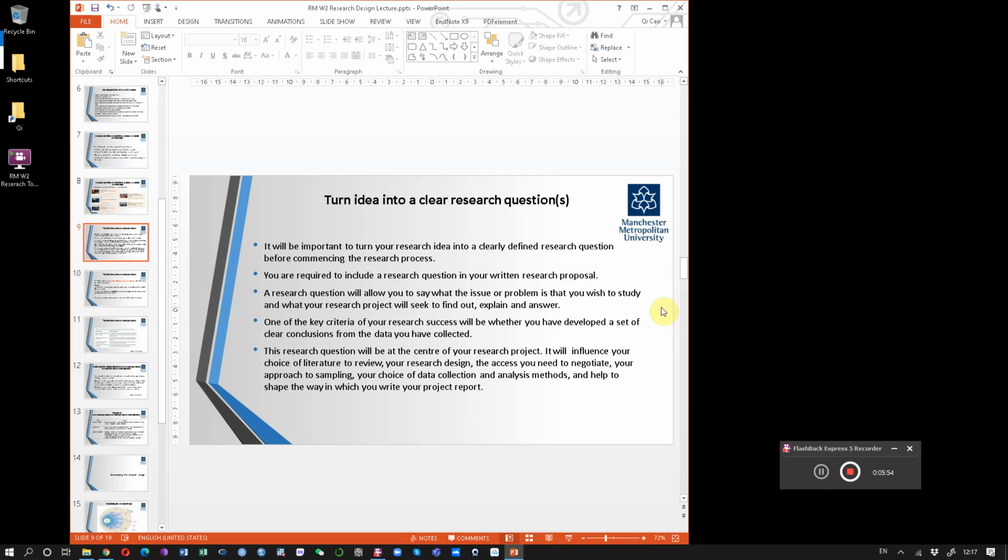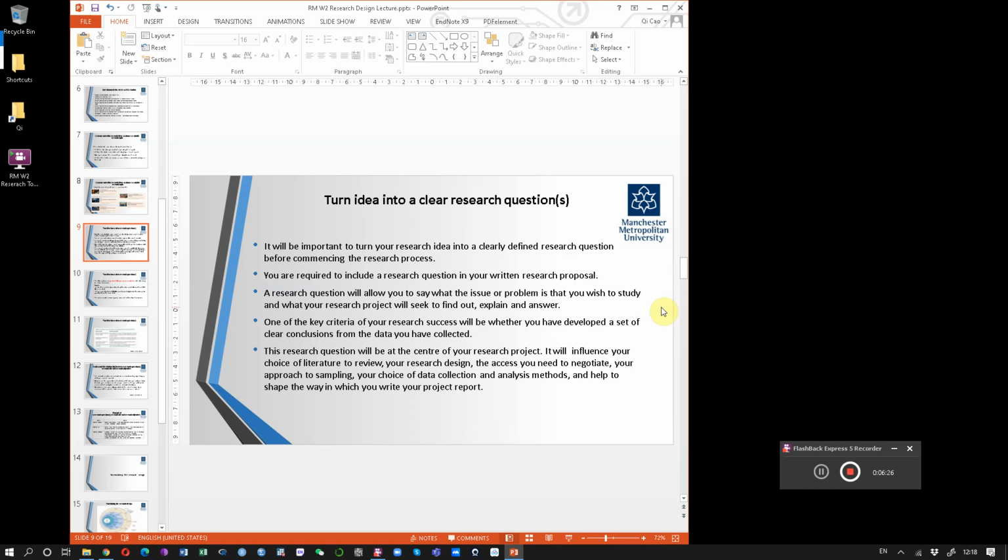One of the key criteria for your research success will be whether you have a clear conclusion from the data you've collected. This is very much built on top of your research question, because you could only have a clear conclusion if your research question is clear and straightforward. That is to say, you could only have a clear answer to a question if the question itself is not ambiguous.